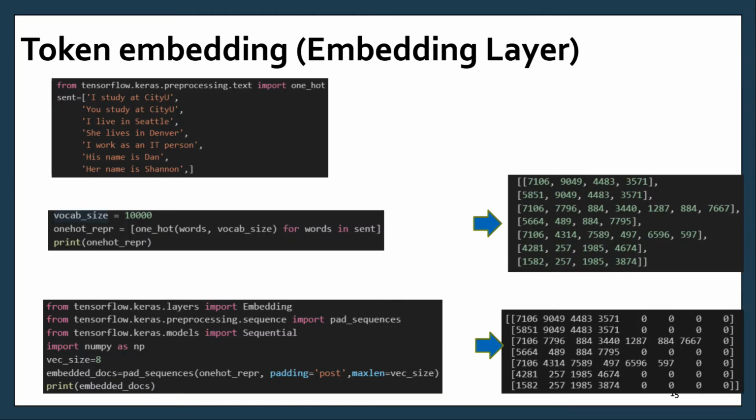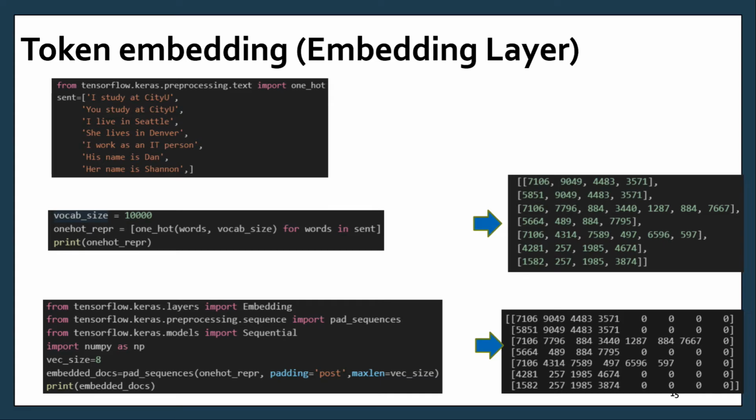So, token embedding example. Let's say you have this sample, and you want to print out the one hot representation, and you would see a bunch of these numbers. And you can see, for let's say the letter I, the index that is associated with it is 7106. So this is similar to the 2341 we had earlier.